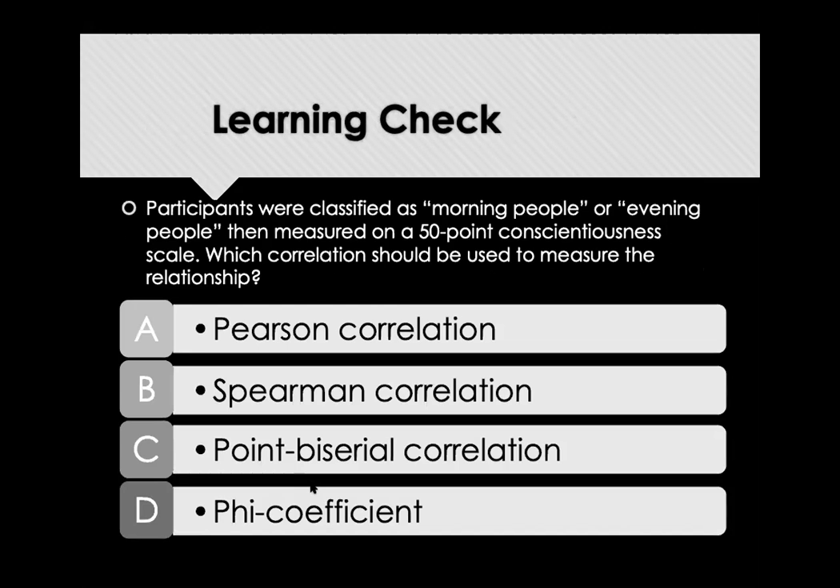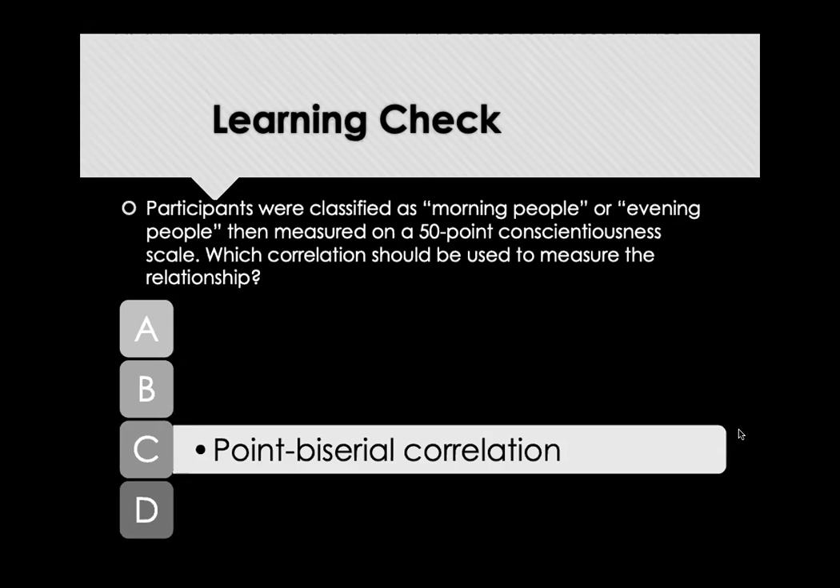Okay, lastly, a few learning check questions. Participants were classified as morning people or evening people, then measured on a 50-point conscientiousness scale. Which correlation should be used to measure the relationship? This is exactly what I was just talking about. This sort of question is one you might see on the exam. I'm just pausing in case you want to try to answer the question before I give it to you. Point biserial correlation, right? Because one of the variables is dichotomous, morning people or evening people, and the other variable is interval or ratio, the conscientiousness scale.